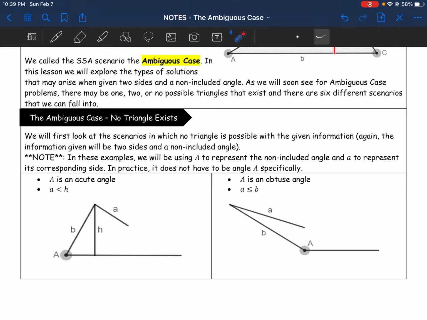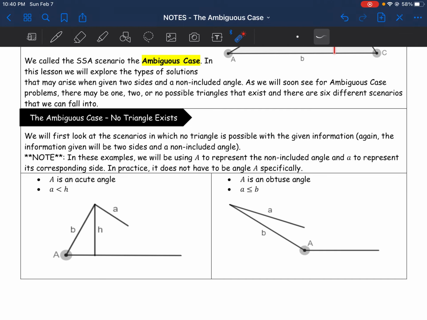So let's say that we're given angle A is an acute angle, and that side a is less than h. And remember, h was the altitude that we dropped that's perpendicular to the opposite side. So in the case where you have an acute angle A, an acute angle that you're given, if the side opposite of it is smaller than the altitude that would be dropped right here, then this is actually an impossible triangle. It's not a triangle at all. So this is a case where no triangle exists.